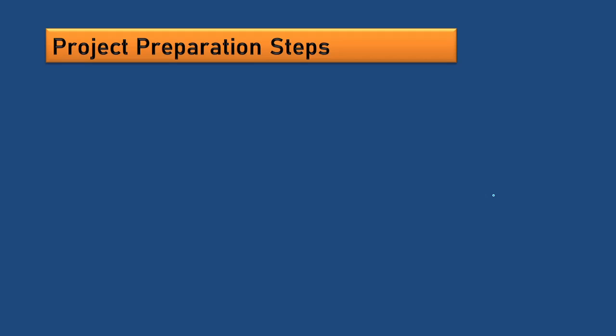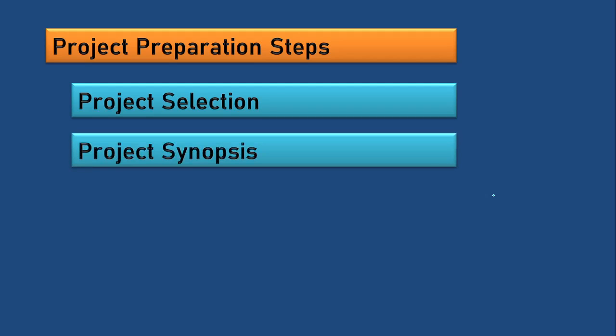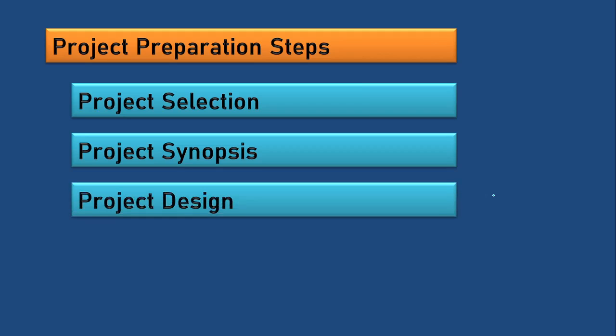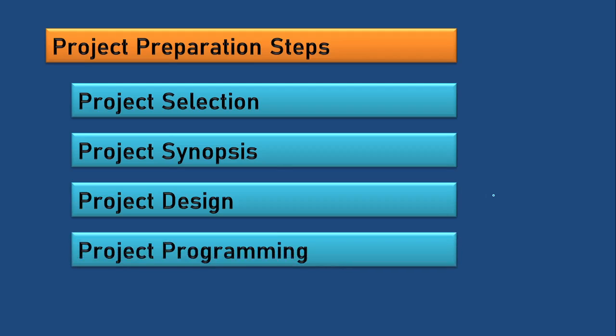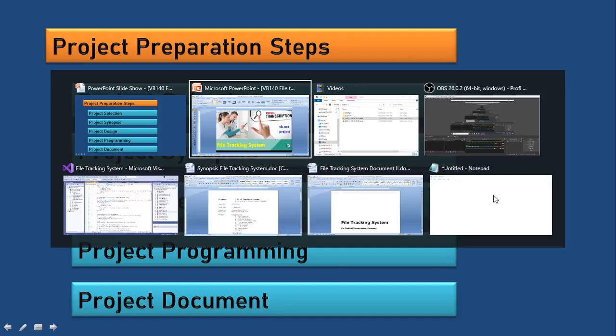Whenever you would like to prepare a project, these are the steps you need to follow. First, you need to select the project you want to do. Second, you need to create a project synopsis. I'll show the project synopsis for this project. Then project design: you need to design the project or write the program. After that, you have to complete the programming. Then you have to make the project document. So these are the different steps. You need to have the project as well as the project synopsis and the project document. First I'll show you the project synopsis.